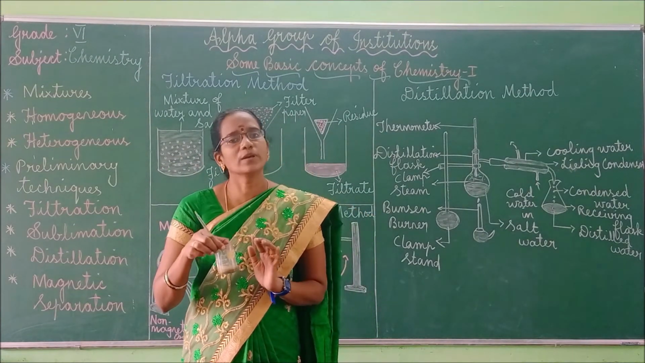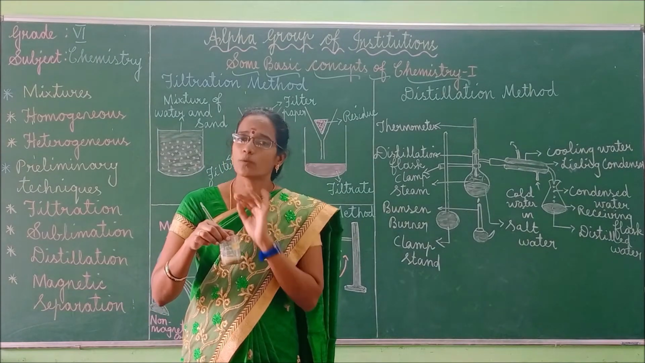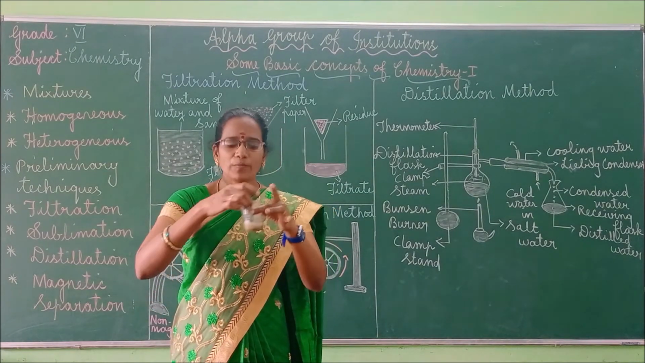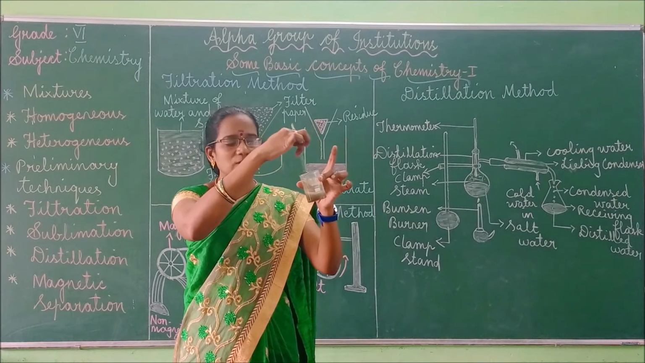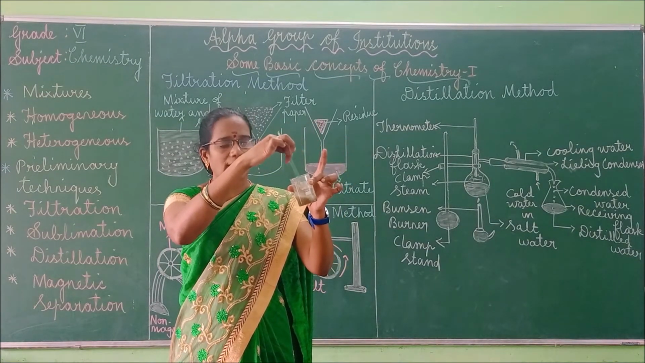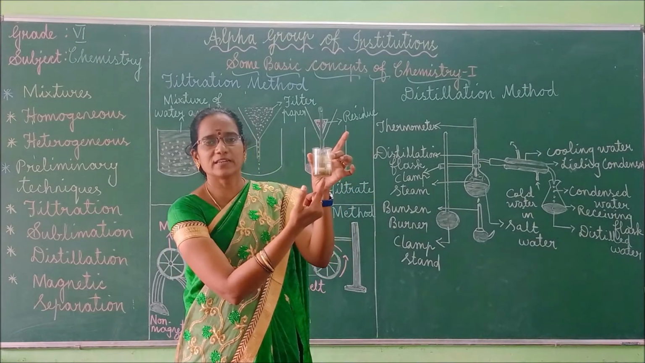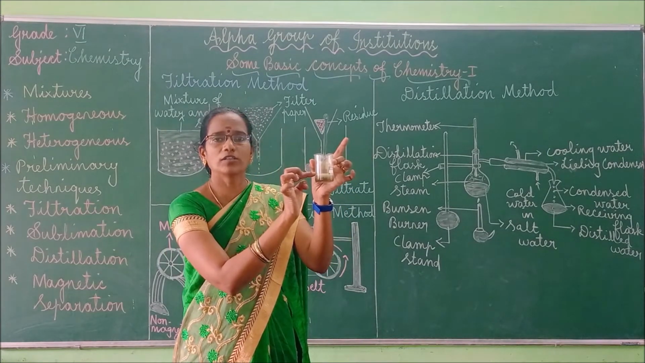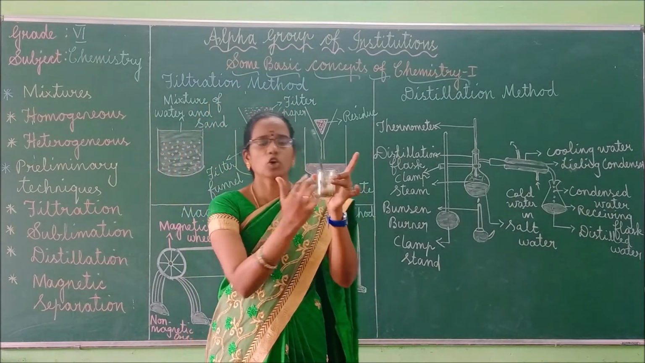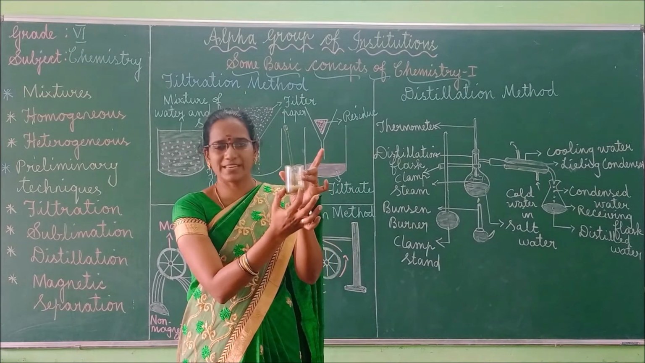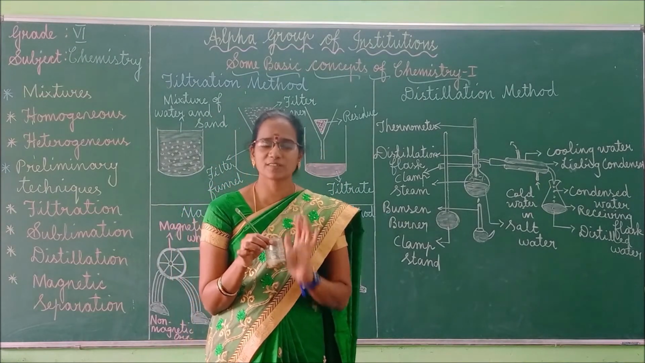So what is meant by heterogeneous mixture? In a heterogeneous mixture, the components are not mixed uniformly. Water as well as sand, even though you mix it well for a very long time, will not get mixed. The sand particles settle at the bottom and the water comes at the top of the beaker. So this is an example of heterogeneous mixture.